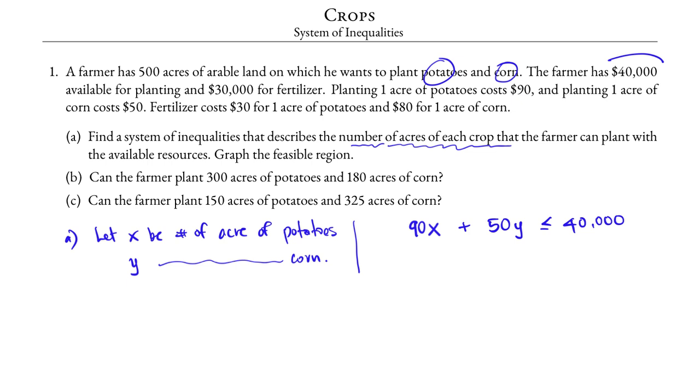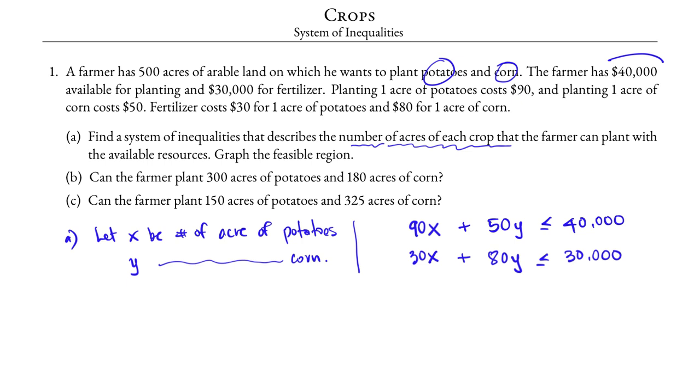Similarly, for fertilizers, 30x would be the cost for fertilizer for potatoes, and therefore 80y would be the fertilizer cost for corn. And the sum or the total of the fertilizer cost has to be less than or equal to 30,000. And so we have a system of inequalities.